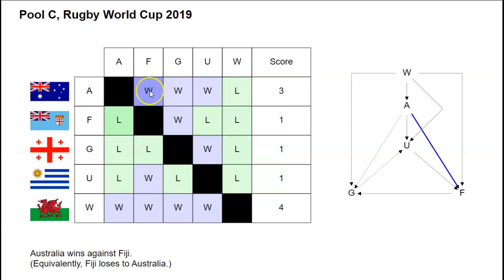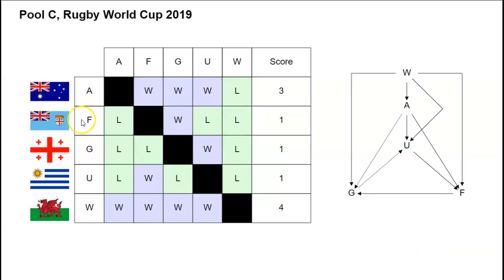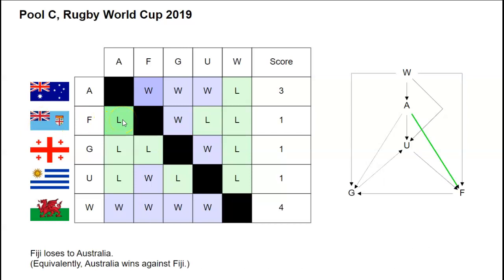And of course, you could look at the same matches from the point of view of the other team. So here, this is the Australia-Fiji match, but this is in Fiji's row, so we annotate it according to Fiji's point of view. So according to Fiji's point of view, that's a loss. Australia beat Georgia, so from Georgia's point of view, that's a loss. Australia beat Uruguay, so from Uruguay's point of view, that's a loss. And Wales beat Australia, so from Wales's point of view, that's a win.